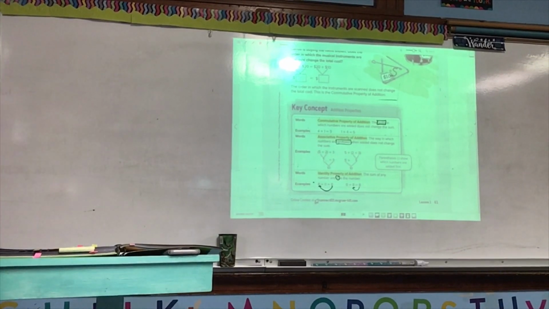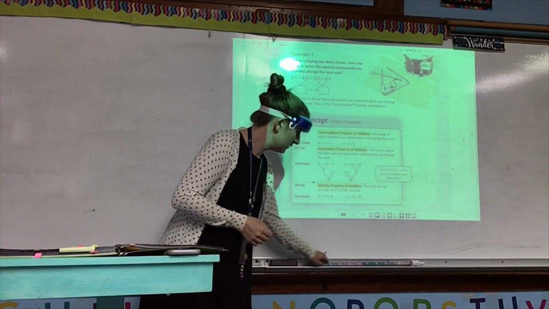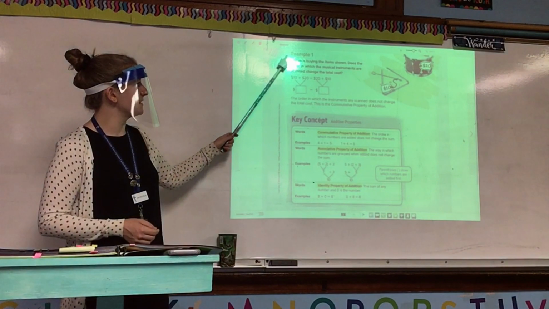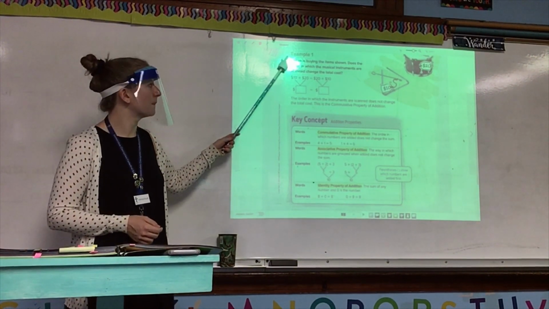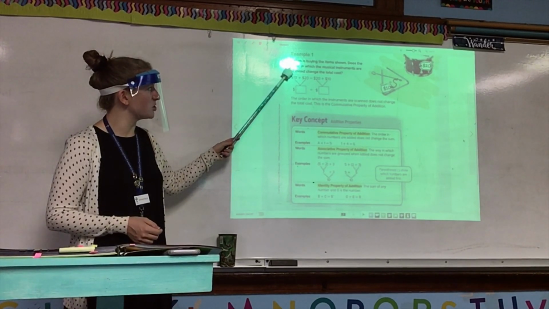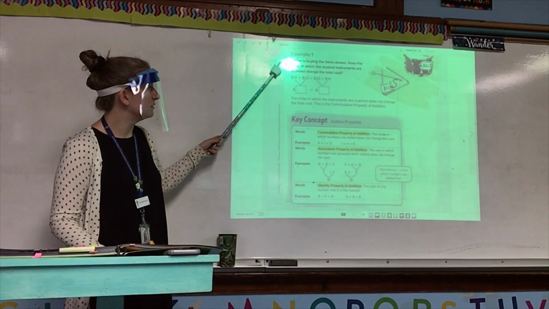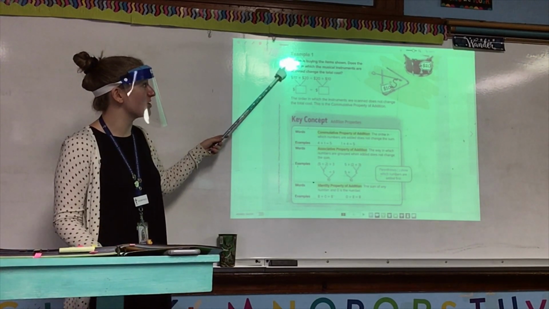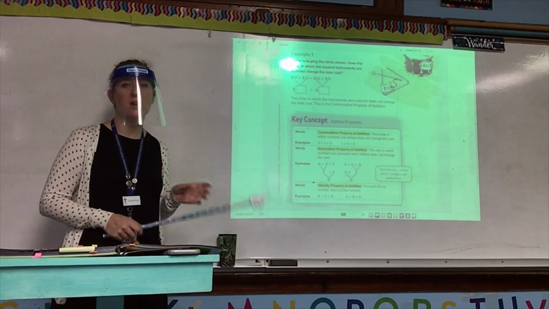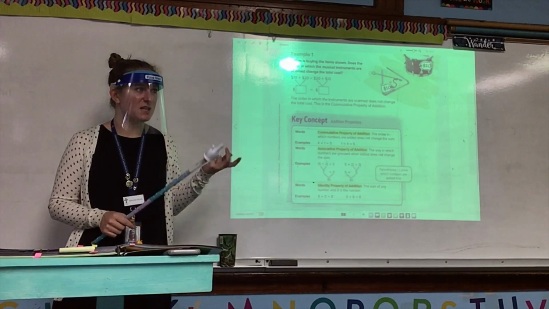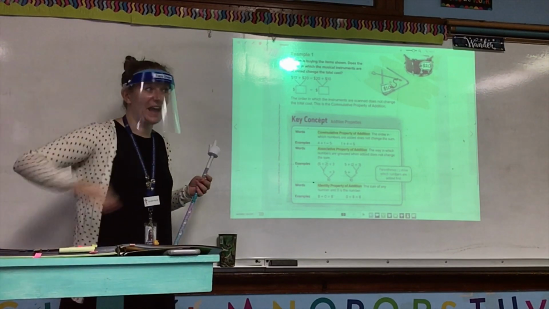Everybody else, go ahead and look at example 1. So finger or pencil on example 1. Read in your head while I read out loud. Carlos is buying the items shown. Does the order in which the musical instruments are scanned change the total cost? So if you're at the grocery store and you know that something costs this much and another thing costs this much, does it matter what order the cashier scans it in?